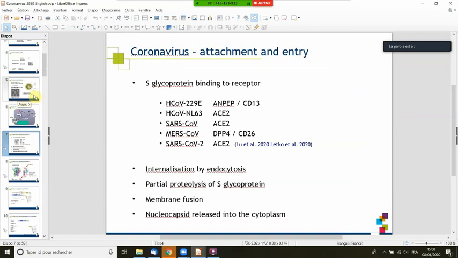So attachment and entry, this is the function of the spike glycoprotein.